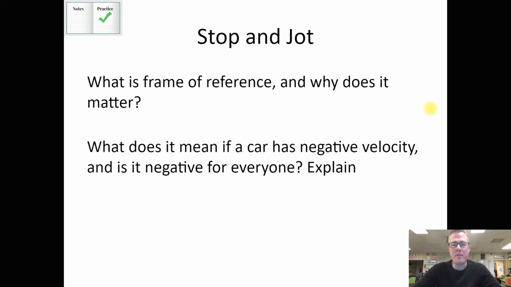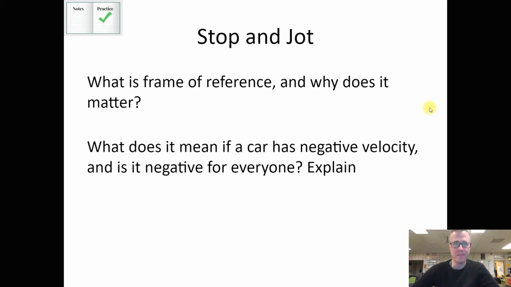What is frame of reference? What does that mean? And why does it matter in physics? And then number 2, what does it mean if a car has negative velocity? And is it negative for everyone? Like, think about where you could stand and watch that car. Is negative velocity always negative, or does it matter? Pause this video and explain those two answers.